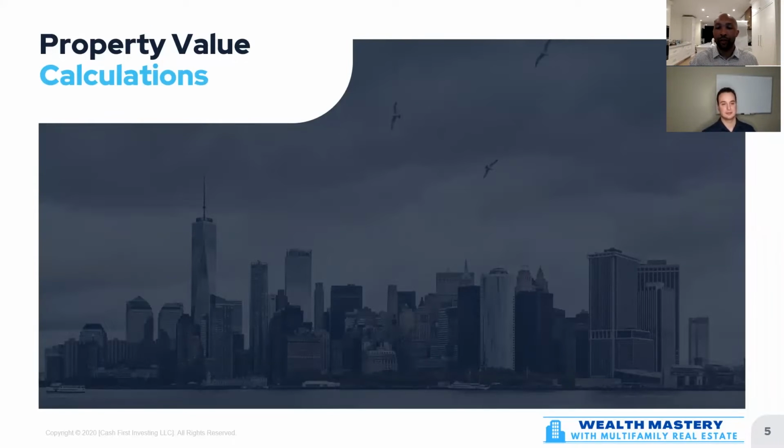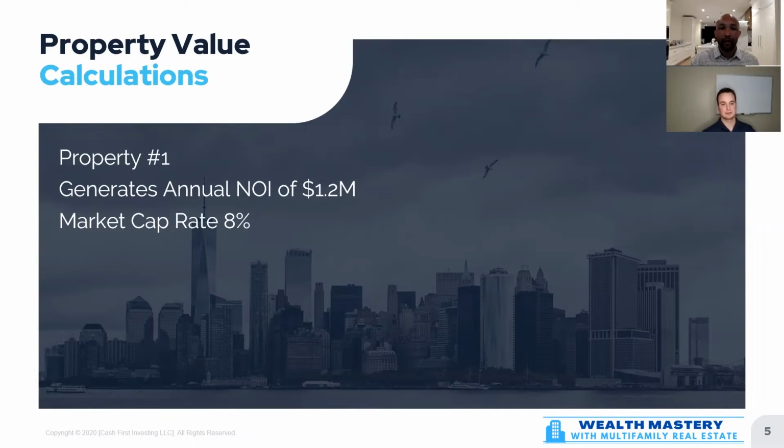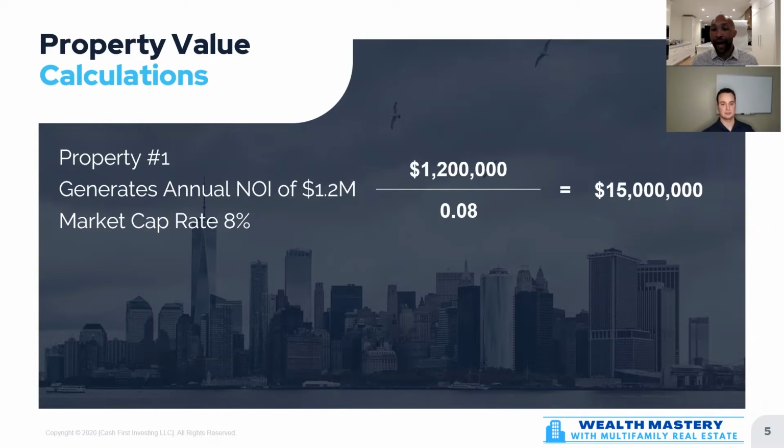Property valuations. We're going to go through an example here. We got property number 1. It generates a net operating income of $1.2 million. And you have a market cap rate for that area of 8%. So you take $1.2 million, you divide it by 0.08, which is the cap rate. You get a value of that property of $15 million.